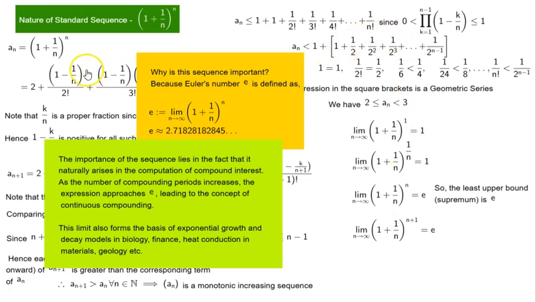And we have just explored its nature in detail in terms of it being a monotonically increasing sequence, in terms of its lower bounds, upper bounds, greatest lower bound, least upper bound, and its limits for various powers.